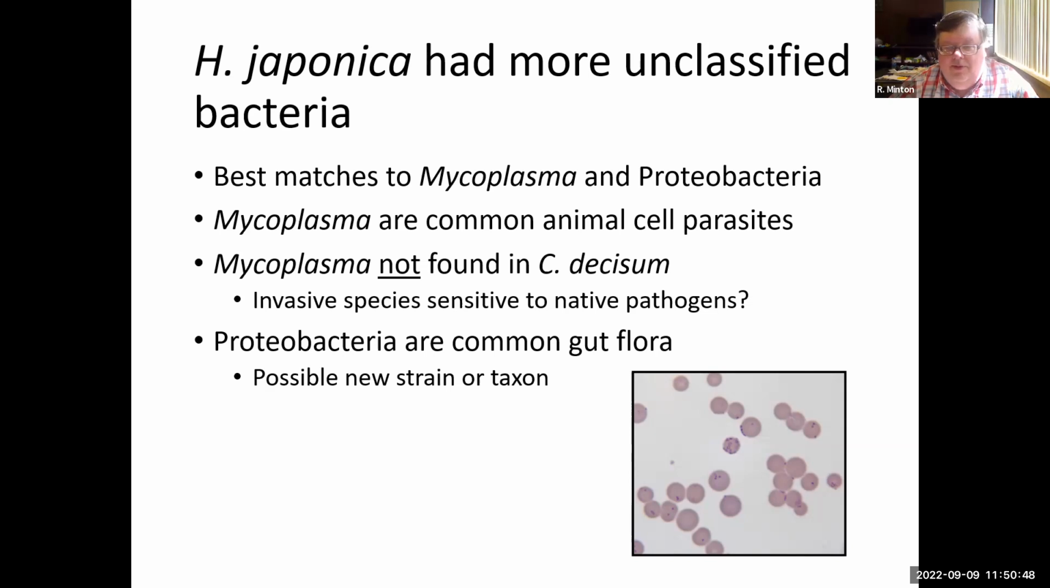What was interesting was that the mycoplasma were not found in Campeloma. And we know that there's plenty of mycoplasma out in the environment. Okay, we can sample it, but it seems that the native species of snail may be less sensitive to infection from it. So it could be a coevolution thing, could be an immunity pathway, but the native snails don't tend to get infected by mycoplasma. The invasive ones are full of them. So the invasive species, again, may be sensitive to native pathogens.